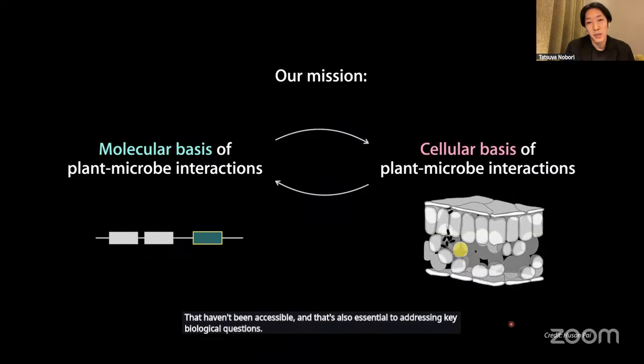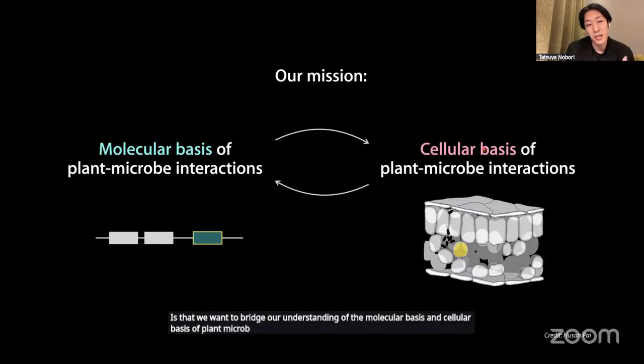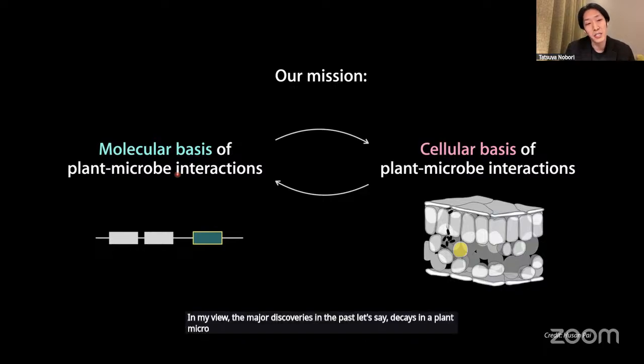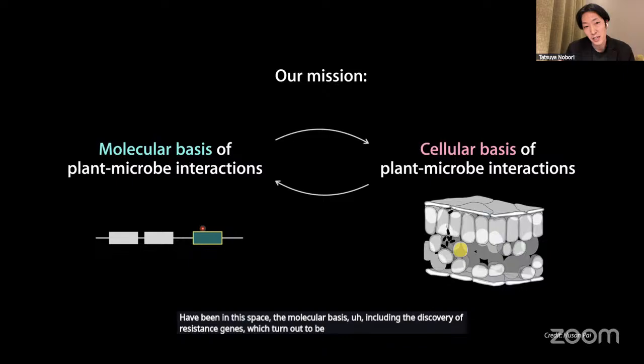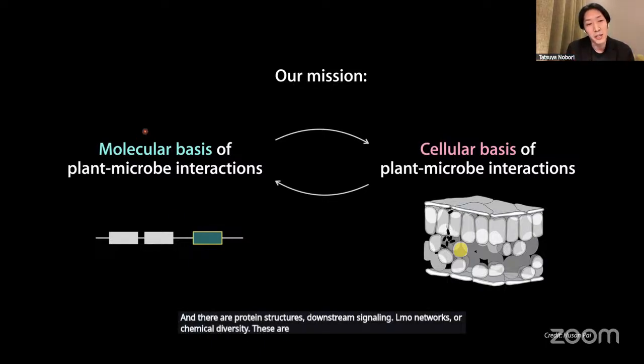This is the last slide, but what we really want to do using those new methods is to bridge our understanding of the molecular basis and cellular basis of plant microbe interactions. What I mean by this is, in my view, the major discoveries in the past decades in plant microbe interaction or plant immunity research have been in this space, the molecular basis, including the discovery of resistance genes, which turned out to be immune receptors in ARs, and their protein structures, downstream signaling, hormone networks, or chemical diversity. These are very exciting molecular bases.